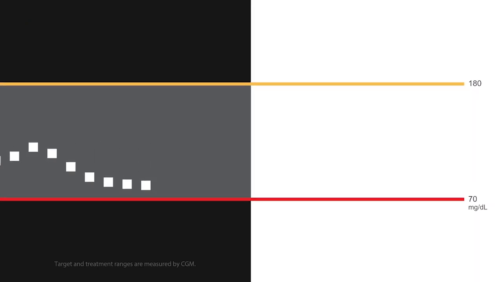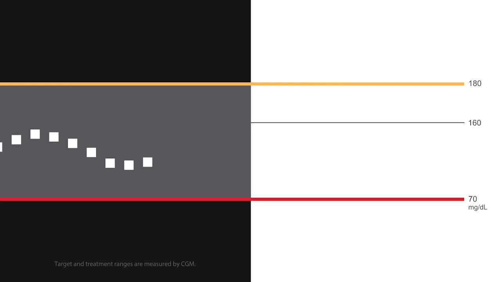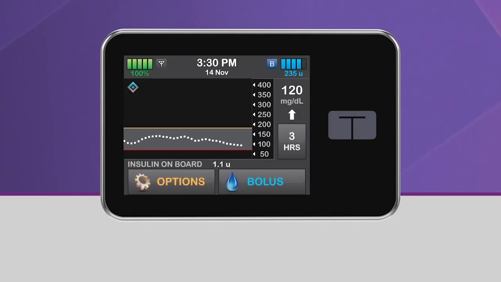When Control-IQ technology predicts that your glucose will be above 160 milligrams per deciliter 30 minutes in the future, basal insulin delivery will be increased. During this time, the upper half of the diamond icon will be blue, and the pump status icon will be a white B in a dark blue square. This icon is different from a personal profile rate, which is a black B in a light blue square.